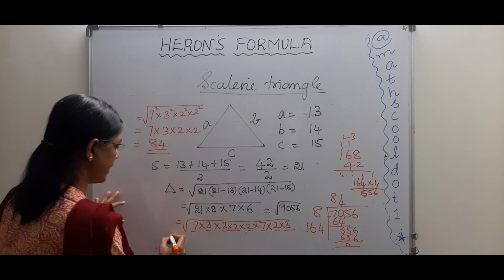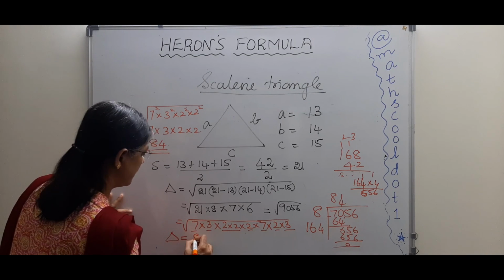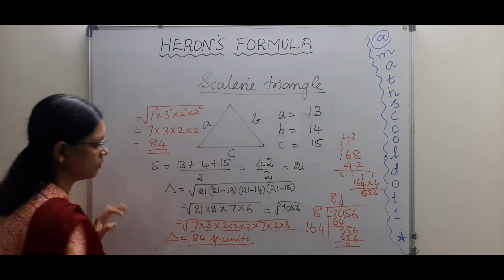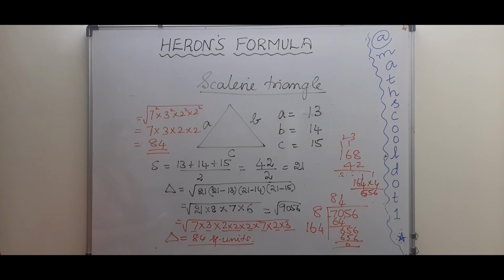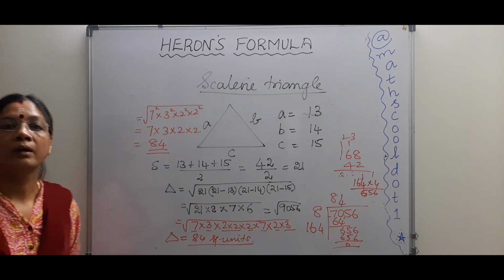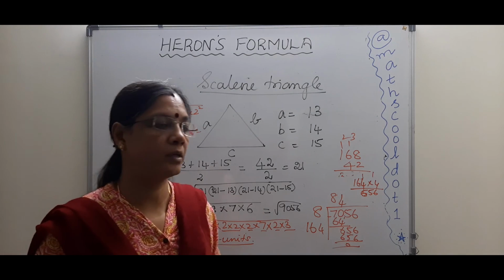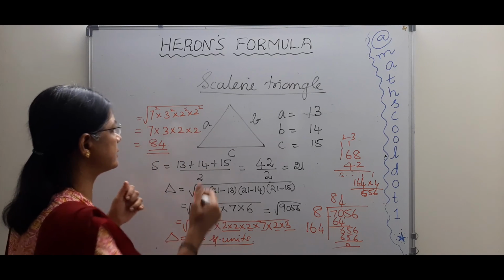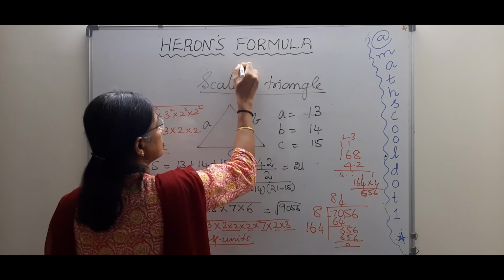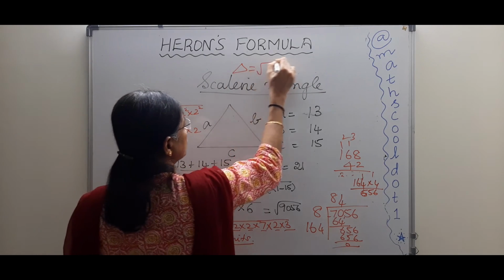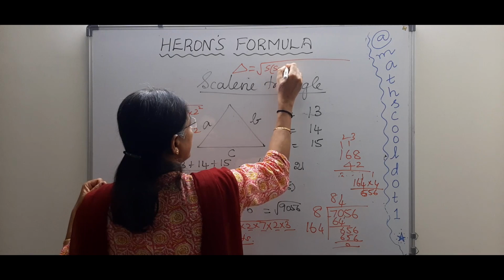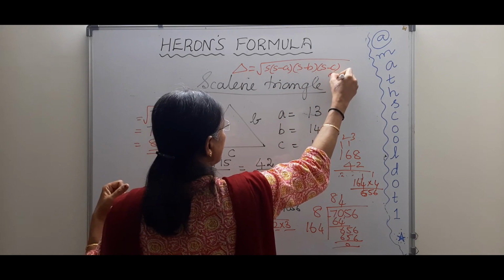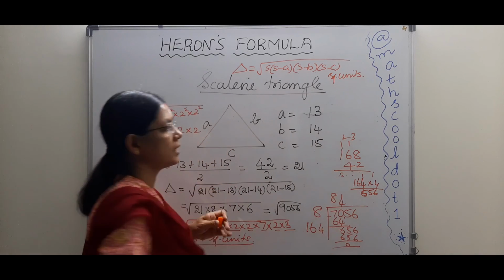So the area of the triangle is 84 square units, right? This is how we find the area of the triangle using Heron's formula. The area of the triangle is root of S into S minus A into S minus B into S minus C square units. Do not forget the square units because it's area.